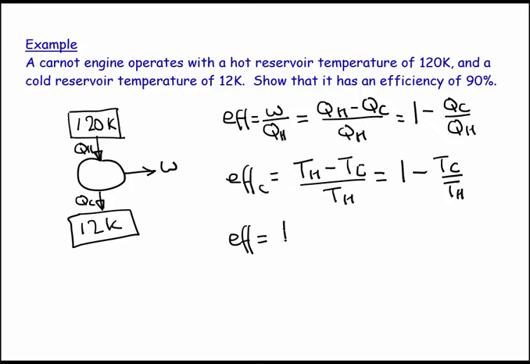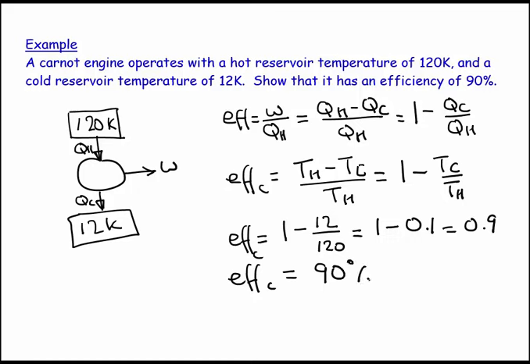So then in this case, this is 1 minus 12 over 120, which is 1 minus 0.1, which equals 0.9. So the efficiency of my Carnot engine is equal to 90% with this temperature difference.